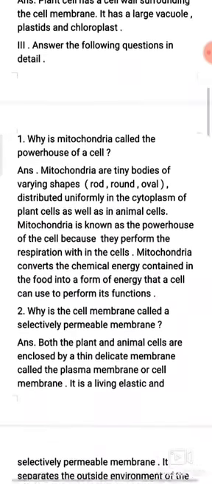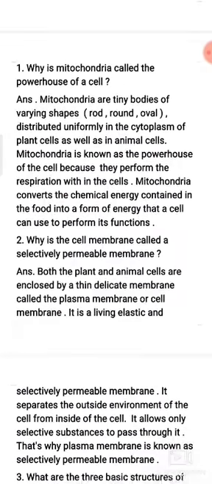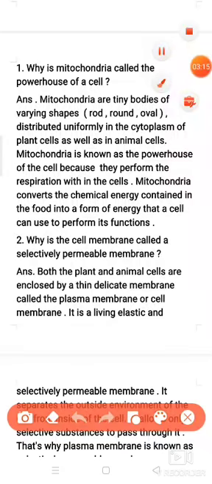Now, the long questions, children. Why is mitochondria called the powerhouse of a cell? I have explained it deeply. Mitochondria are tiny bodies of varying shapes distributed uniformly in the cytoplasm of a plant cell as well as in an animal cell. Mitochondria is known as the powerhouse of the cell because they perform respiration within the cells. Mitochondria convert the chemical energy contained in the food into a form of energy that a cell can use to perform its function.